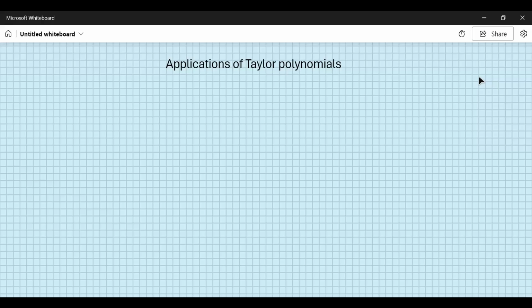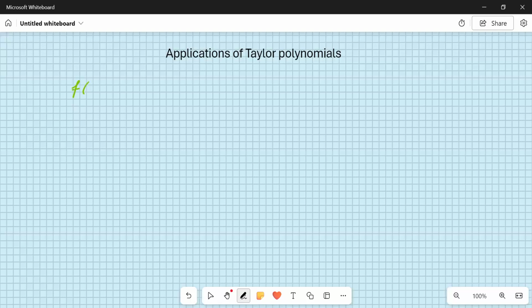Hello, everyone. Today we are going to talk about Taylor polynomials and applications of Taylor polynomials. First, let's start with the definition. Let's imagine that we have a function f of x represented as a sum of an infinite series, which is a Taylor series.